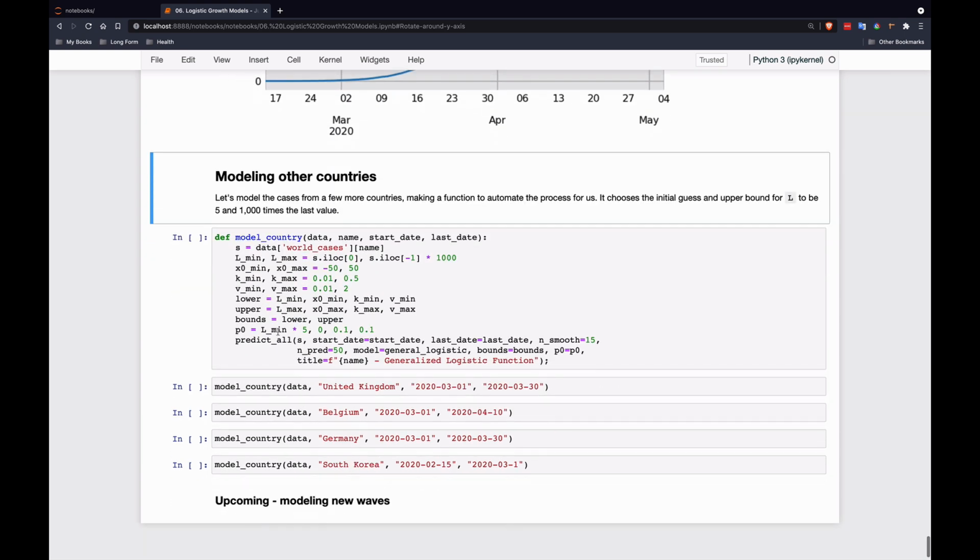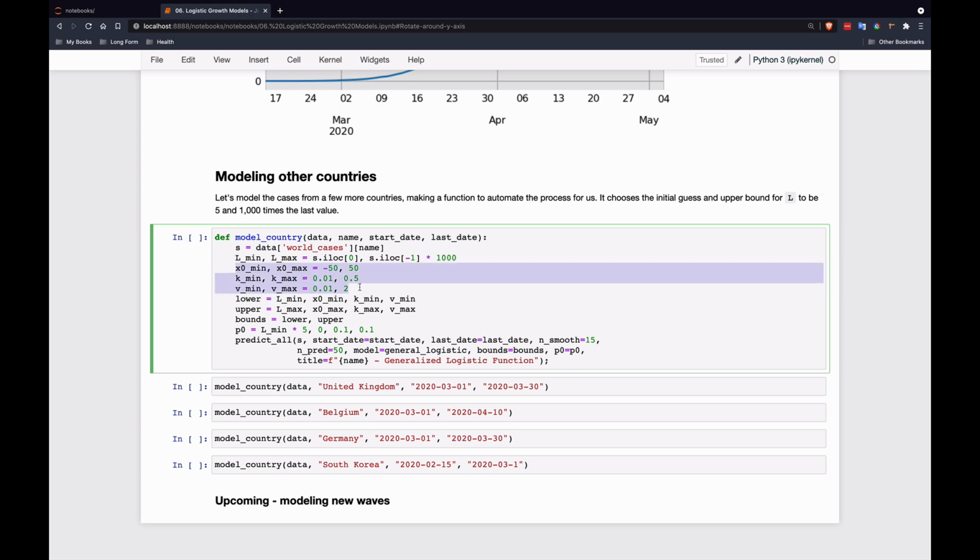Okay, so I have a function over here that we can use to look at just a few more countries, and this just automates that process. The main thing that it automates is setting the bounds. So we're going to pick very wide bounds for the lower and upper asymptotes. We'll pick 1,000 times the last value, so an extremely high upper bound. And as the initial starting value, we'll pick 5 times the minimum. Other than that, the other ones are actually going to be set in stone for their ranges. And then we're just going to predict all of these.